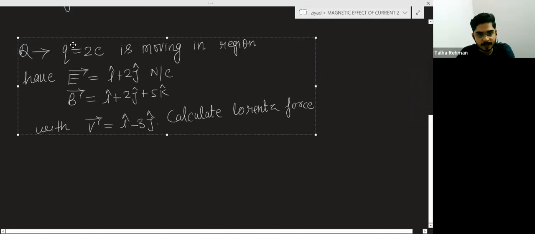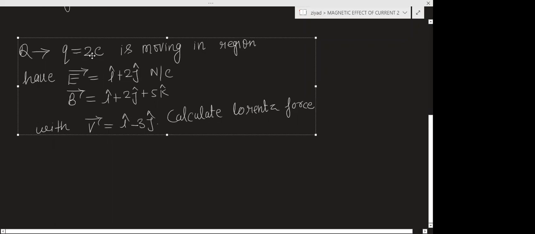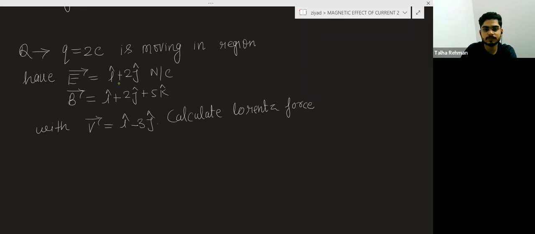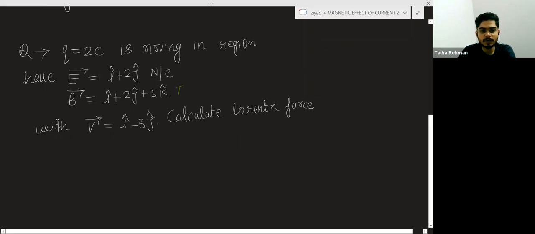So see here, this is the charged particle. This is given as 2 coulomb. And this charged particle is moving in a region where electric field is there and the magnetic field is there, both. The electric field and the magnetic field are given in the vector form. Now, this charged particle is moving with a velocity, and this velocity also is given in the vector form. We have to calculate the Lorentz force. Lorentz force means combined electric and magnetic force you will calculate.